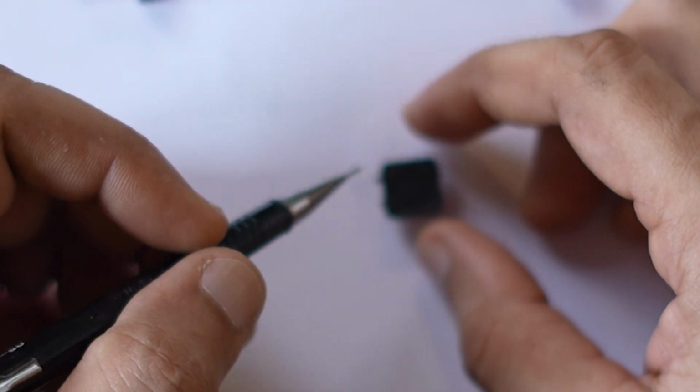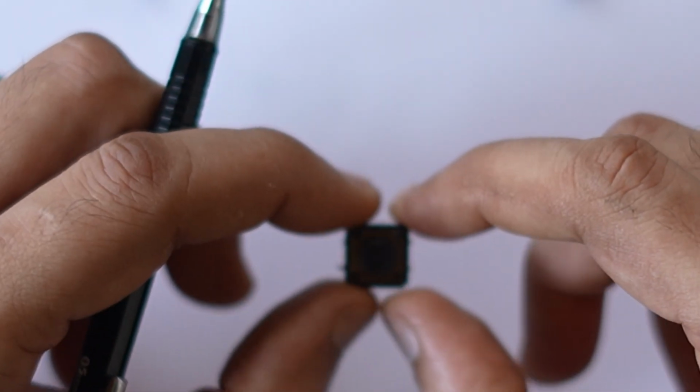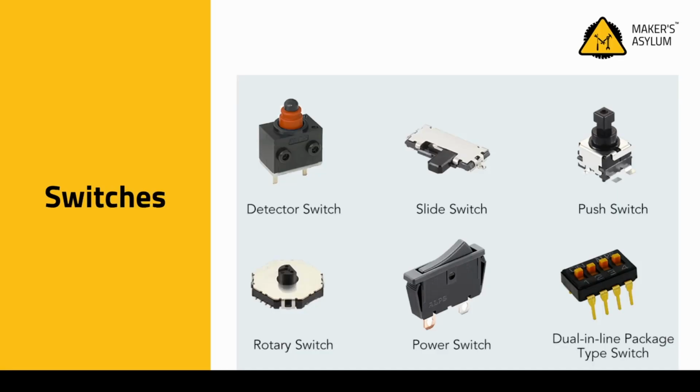Now the reason for having 4 pins is better mechanical stability. It's easier to mount it on a circuit board, and it's more robust. So that's the only reason. And it also makes the production process a little bit easier because of the way it's constructed.